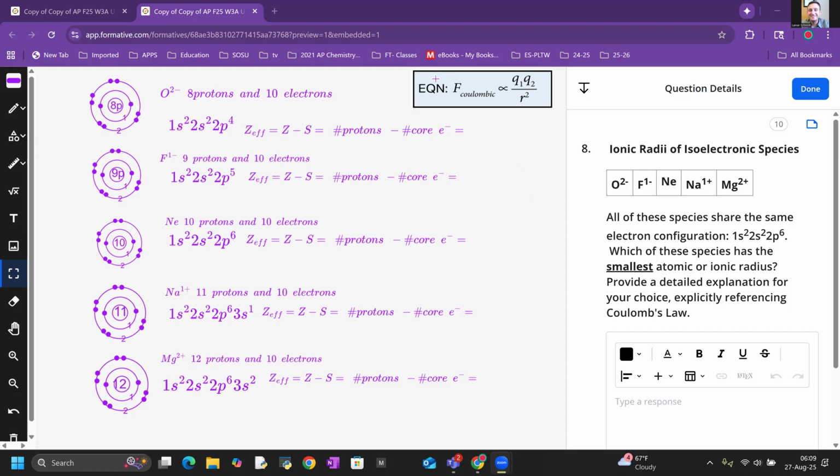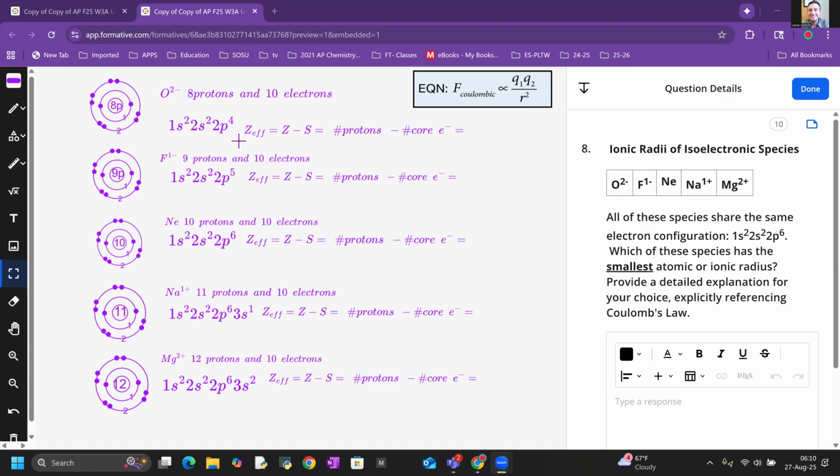And so here is Coulomb's law. The equation is the force of Coulombic attraction or repulsion is proportional to the charges Q1 and Q2 over the radius, or we can say the force of attraction is inversely proportional to the square of the distance between the two charged particles. And so we're going to go over these isoelectronic species and define what isoelectronic species are.